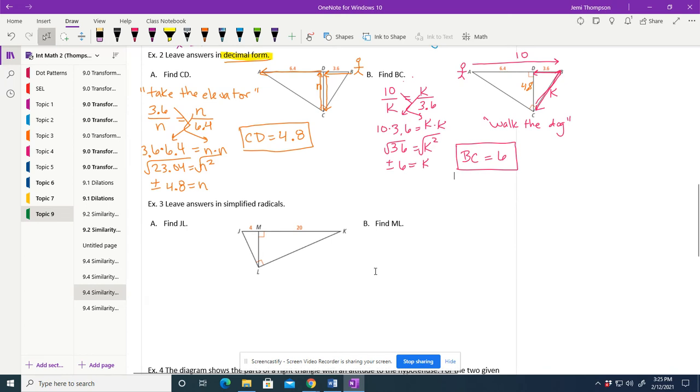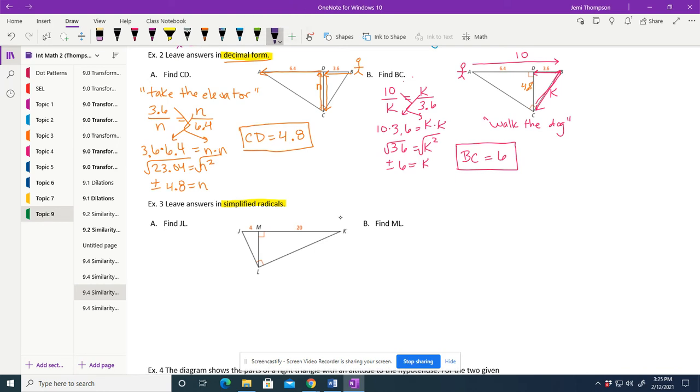Example 3. Example 3 is just more examples like A, B, and C, and example 4 is kind of the same thing. For example 3, I wanted to do this one because it asks to leave in simplified radicals, and we're going to get numbers that we have to take the square root of that are not perfect squares. So this is just an exercise kind of in that skill set.